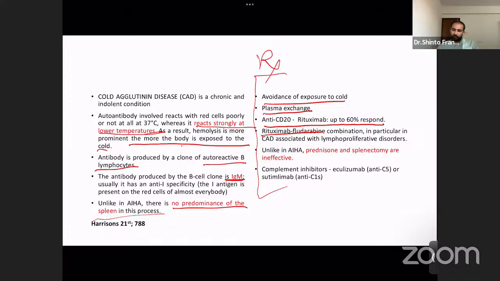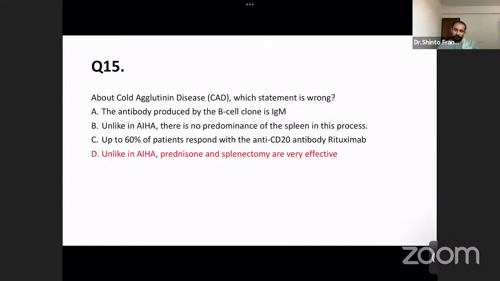In that scenario, you have to give a chemotherapy-type regimen, plus or minus anti-CD20. Steroids and splenectomy are usually ineffective, so this is the wrong answer. Complement inhibitors have also been tried. So here, splenectomy and prednisolone, especially, is effective in warm AIHA.